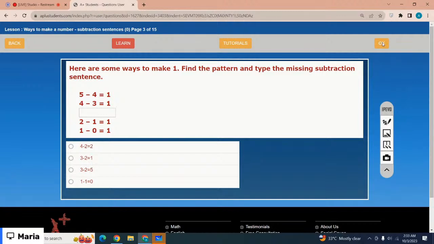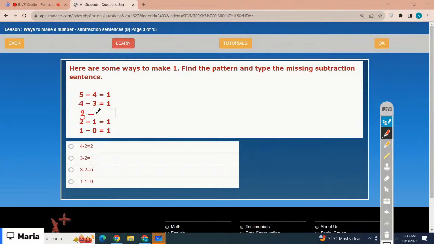No, that wouldn't be 1 minus 1 equals 0. Just look at the pattern. The numbers are decreasing by 1. 5, 4. So the next one after 4, you just have to subtract 1, right? So the next one is 3. It would be 3, right?